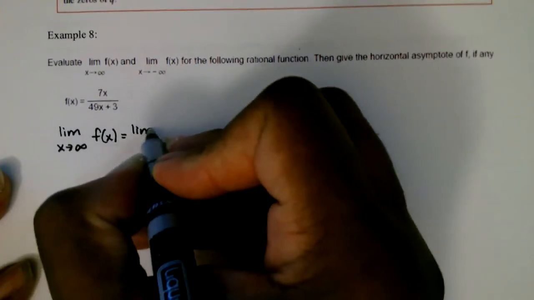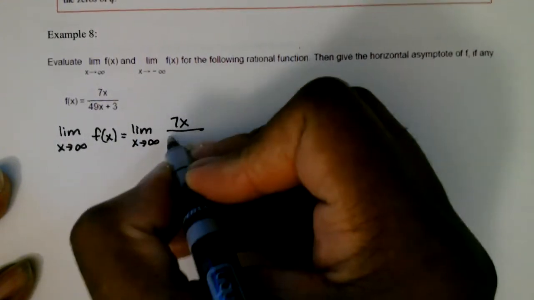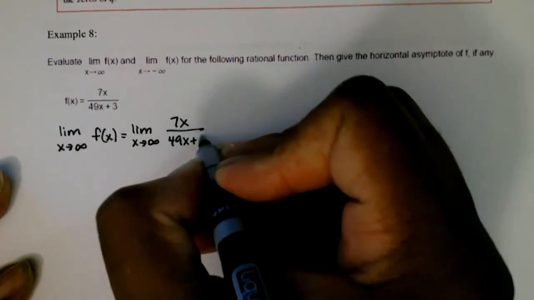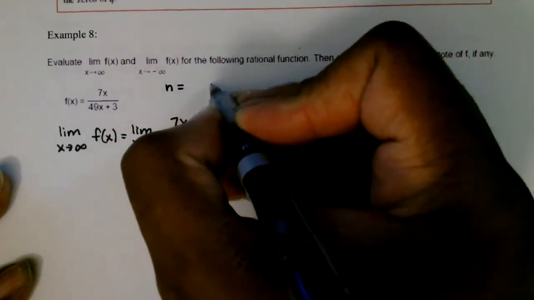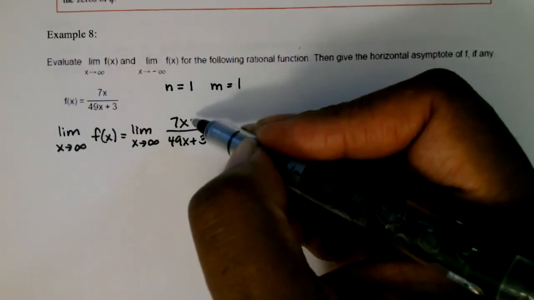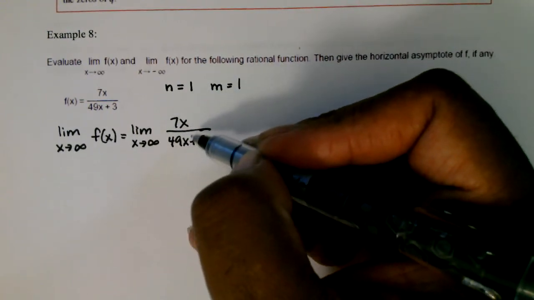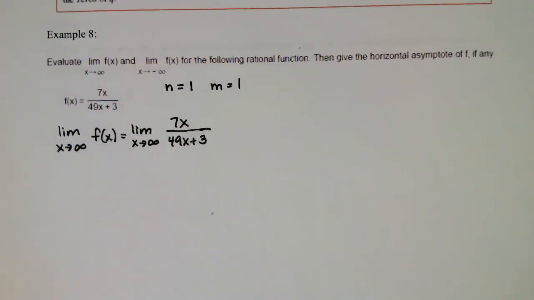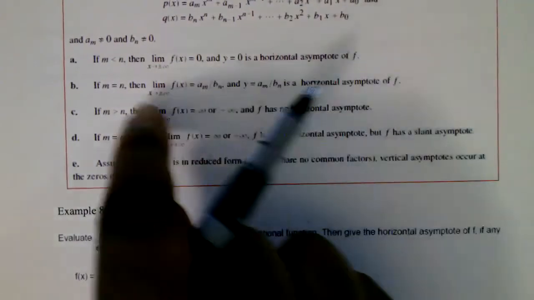And of course, f of x is equal to 7x divided by 49x plus 3. Let's identify the n and the m in that problem. Well, notice your n is the highest exponent in the numerator, that's the 1. Your m is the highest exponent in the denominator, that's also 1. And as you can see here, that n does equal to m. Okay, so n does equal to m, that's right here.